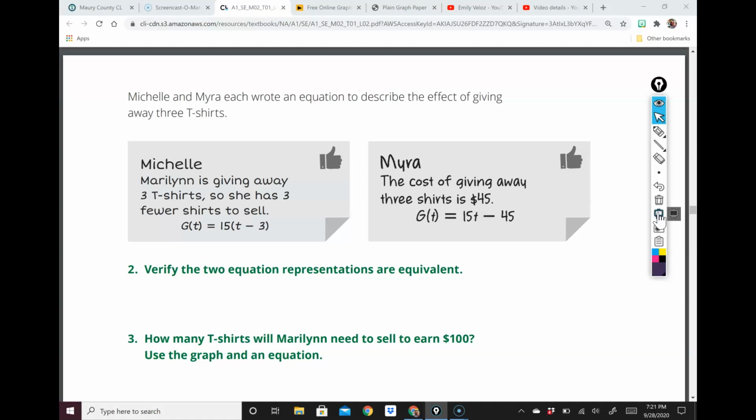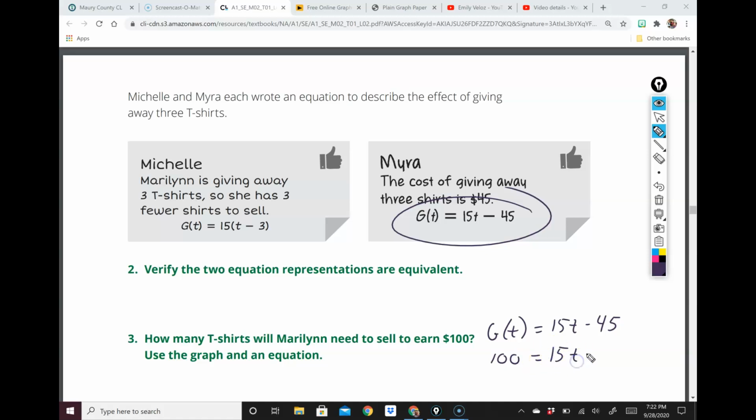Number 3, how many t-shirts will Marilyn need to sell to earn $100? Use the graph and the equation. All right, so I'm going to go ahead and use Myra's equation here since it's already simplified for us. And honestly, you can use any one of these equations. So we want $100, and we need to figure out how many t-shirts to sell. All right, so I'm going to put 100 in for g of t and solve for t.